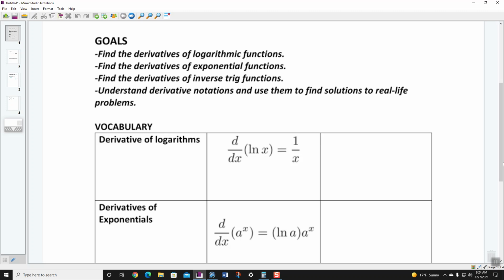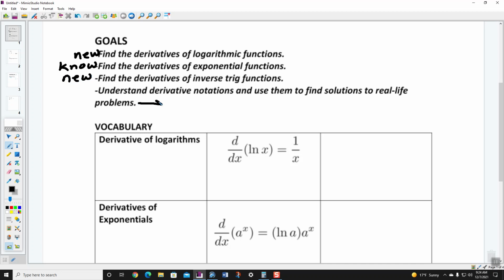We're going to look also at derivatives of exponentials. You kind of know this one right here. So I think this top one's going to be new for you. This bottom one right here. This middle one, I think you kind of know that one. The next one we're going to find derivatives of inverse trig functions. This will be very new for you today. Okay, and then we're going to talk about derivative notations and use them to find real-life solutions.